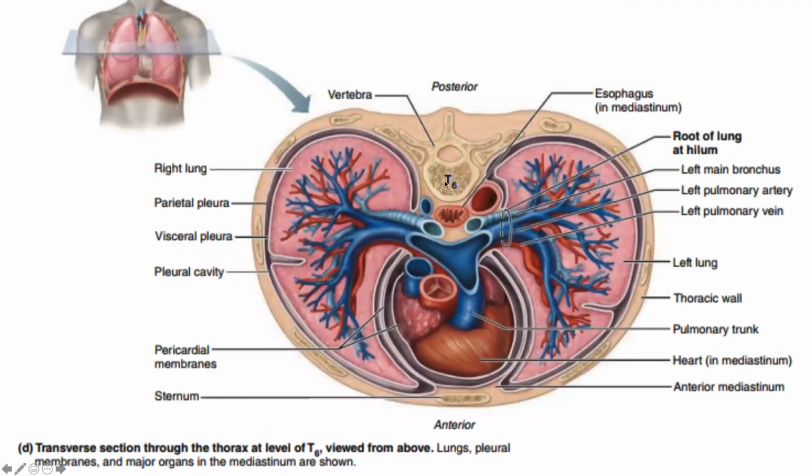This is posterior because you can see the vertebra. And this is anterior because we can see the sternum. This is the right lung. This is the left lung.